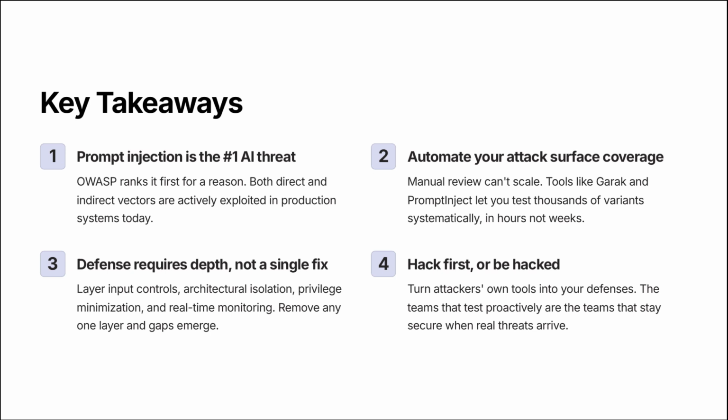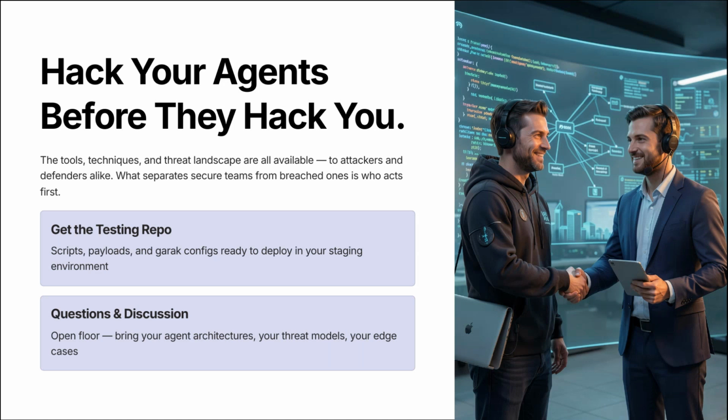Third, effective defense comes from depth, not from one control. You need multiple layers working together, including safer input handling, isolation in the architecture, least privilege, and ongoing monitoring. If one layer fails, the others still reduce risk. And finally, the mindset matters. If you are not testing your systems the way an attacker would, you are leaving blind spots in place. The strongest teams are the ones that proactively probe, validate, and improve their defenses before a real attack does it for them. Hack your agents before they hack you.